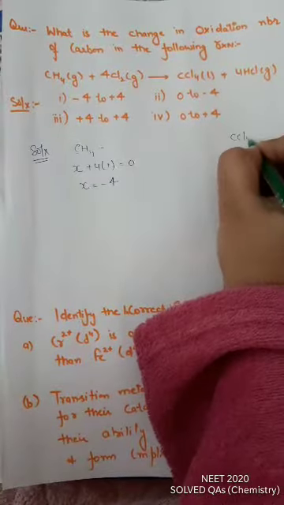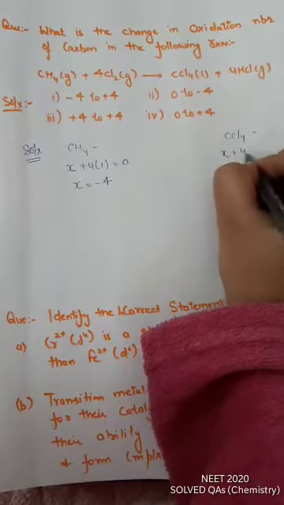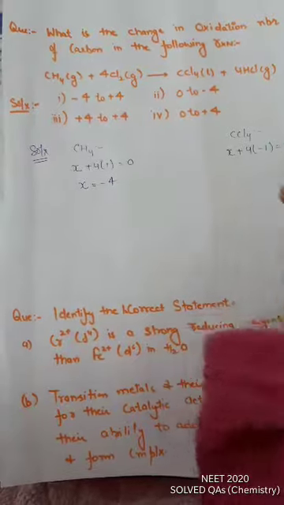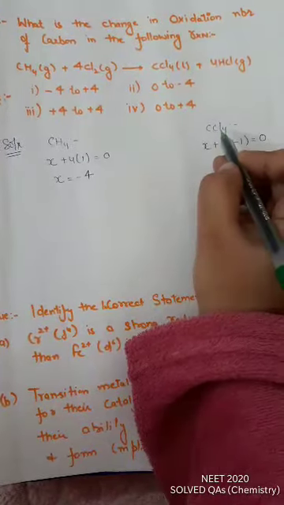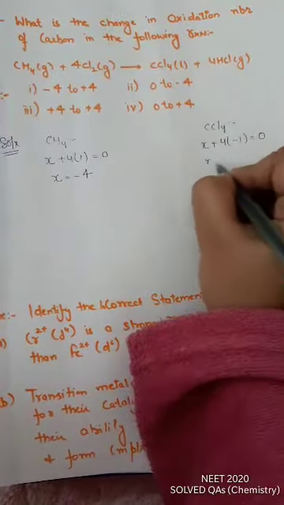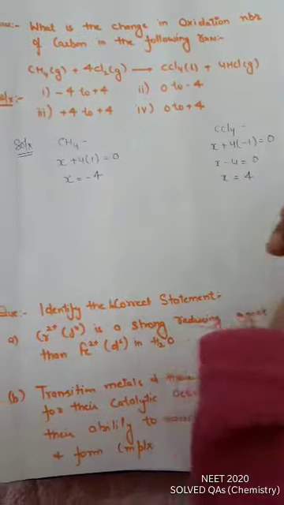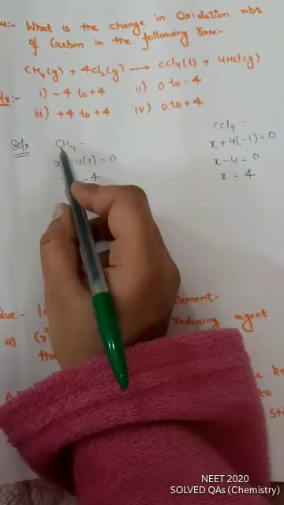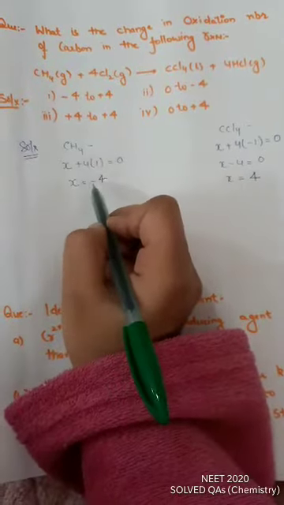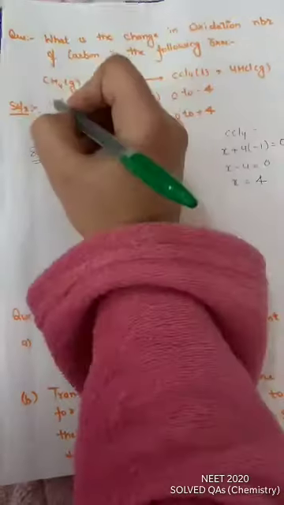Similarly, in the case of CCl4, the oxidation number of carbon is X plus 4 into -1 is equal to 0. Why -1? Because in the case of chlorine, the oxidation number is -1. So X minus 4 is equal to 0, and X is equal to 4. So we are seeing that carbon is changing its oxidation number from -4 to +4. So the correct answer is -4 to +4.